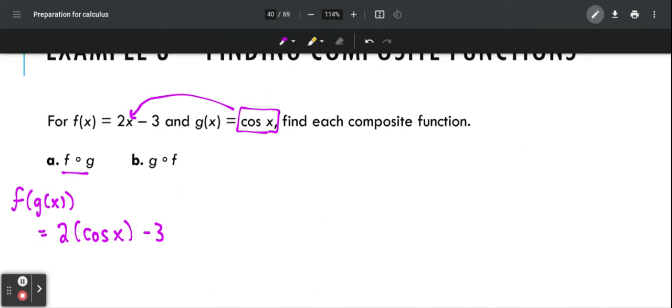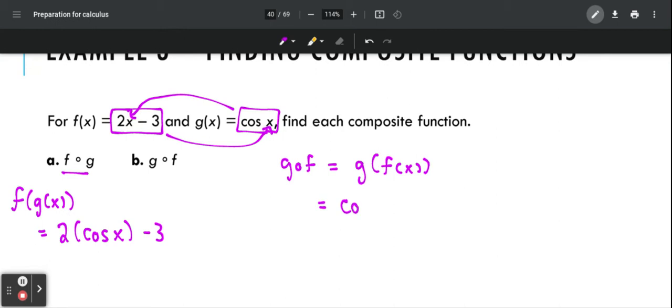And then for part B, if we had g of f, that would be the same thing as saying g of f of x. So in this case, we're taking the 2x minus 3 and substituting it into the x. So we would have the cosine of 2x minus 3.